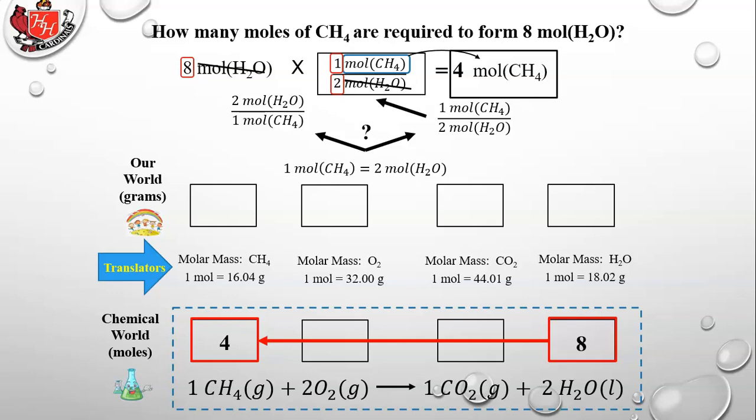So again, look at the chemical equation. It's telling us we're going to get 2 moles of water for every 1 mole of CH4 that we put in. So if we put in 4 moles of CH4, we're going to get twice as much water. It's a 2-to-1 relationship. However many moles of CH4 you put in, you're going to get twice that many moles of water. We wanted to end up with 8 moles of water, so that means we needed to put in 4 moles of CH4. So that again is a 2-to-1 relationship. 8 to 4 is a 2-to-1 relationship.